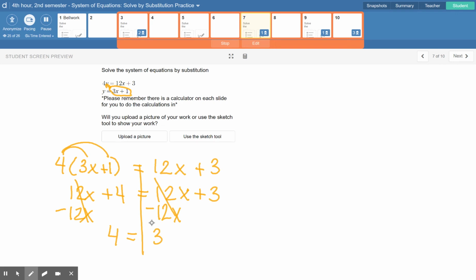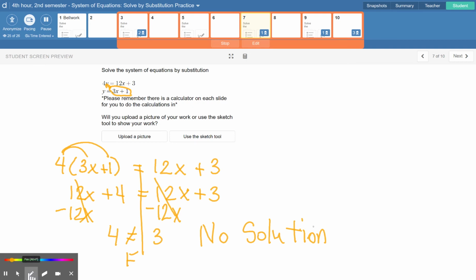So 4 never equals 3. That's a false statement. So this will be no solution. If you were to graph these two lines, they would be parallel lines which do not intersect. So the false statement is telling you that there is no answer. It is no solution to the system of equations.